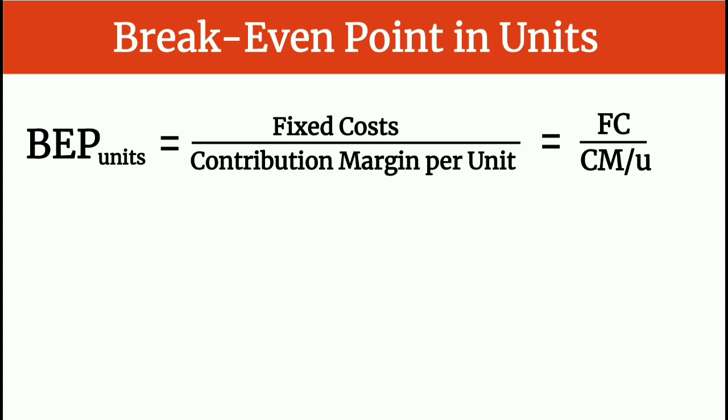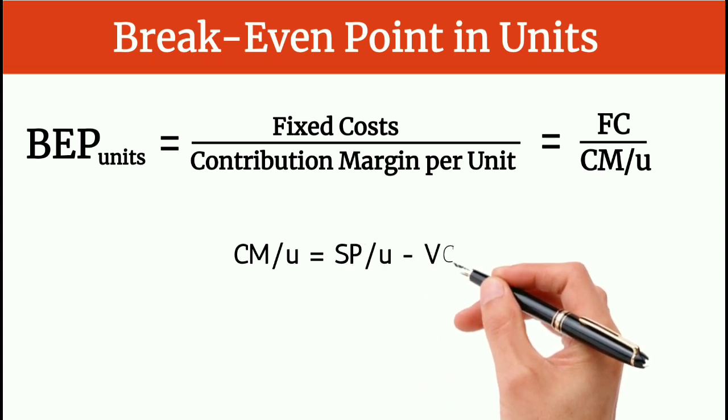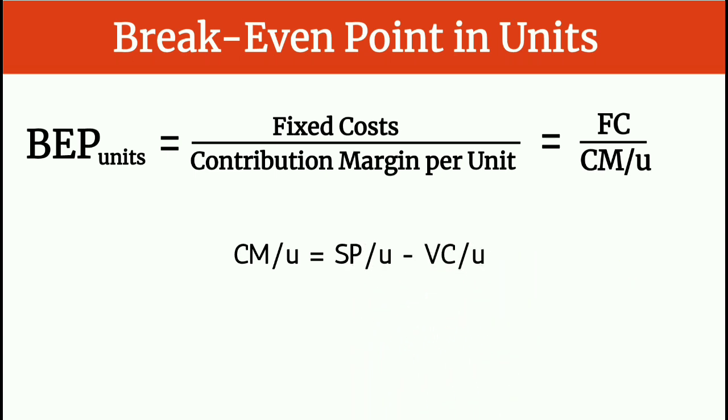Para makompute yung contribution margin per unit, you need to deduct the variable cost per unit from the selling price per unit. That means selling price per unit minus variable cost per unit. Diba, sa income statement under variable costing, sales minus variable cost, that is equal to contribution margin. So it follows na yung selling price per unit minus variable cost per unit is equal to the contribution margin per unit.